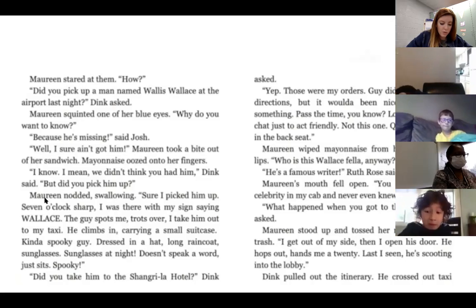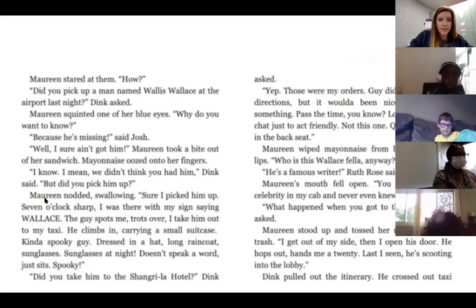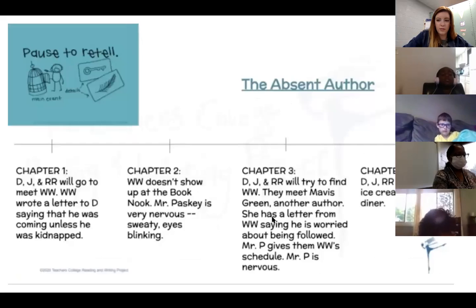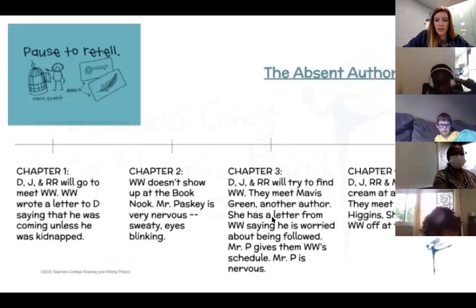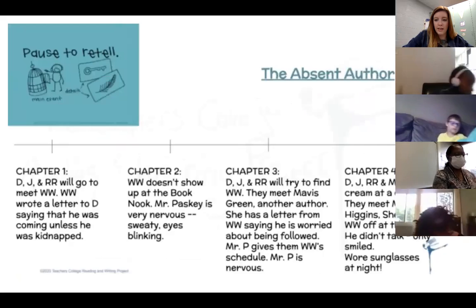All right, so they ate ice cream, they met Maureen, and then she says that she drove Wallace Wallace to the hotel, and he was wearing a raincoat and sunglasses at night. He didn't talk. And he wore sunglasses at night. Okay.